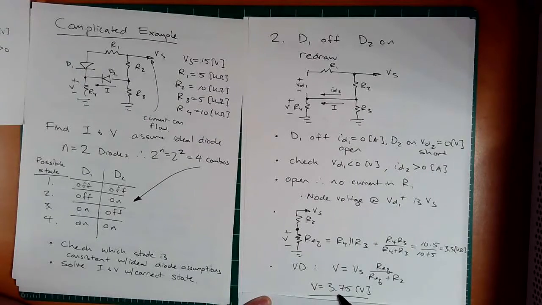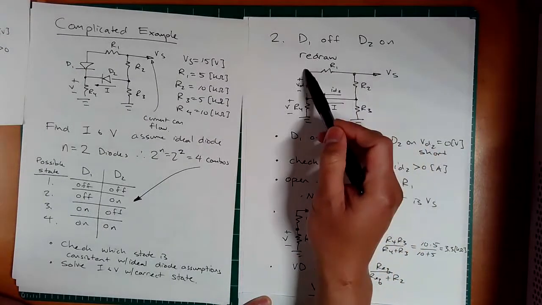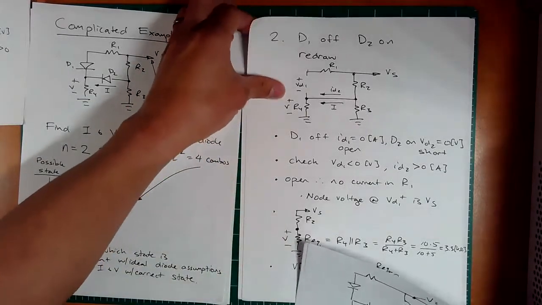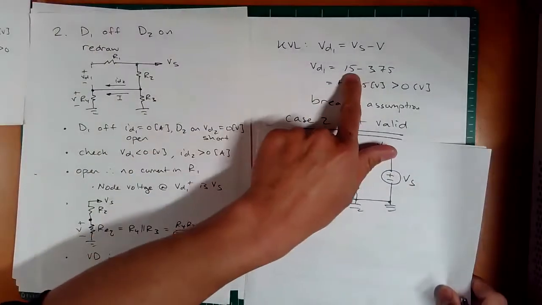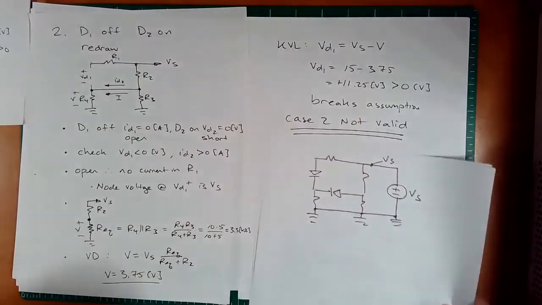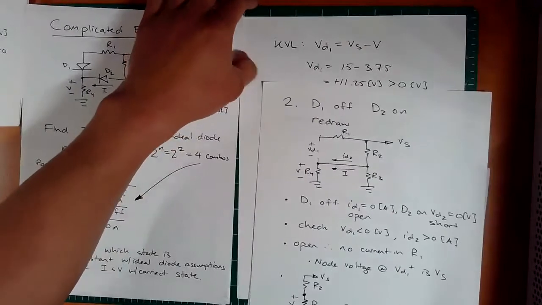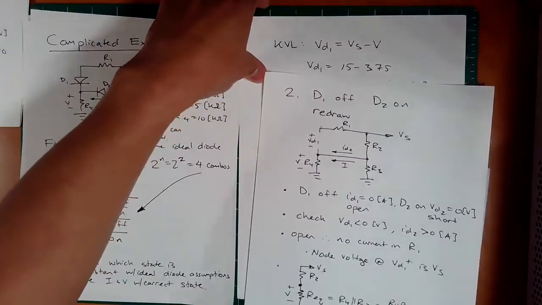Okay, so this is 3.7 volts here, and this is 15 over here. I think you can already see that this is invalidated, right? So by KVL, yep, 11.25 breaks the assumption. Case 2, boom, not valid. Okay, so we can move on to the next one. Let's go to 3 and see if we get it correct.